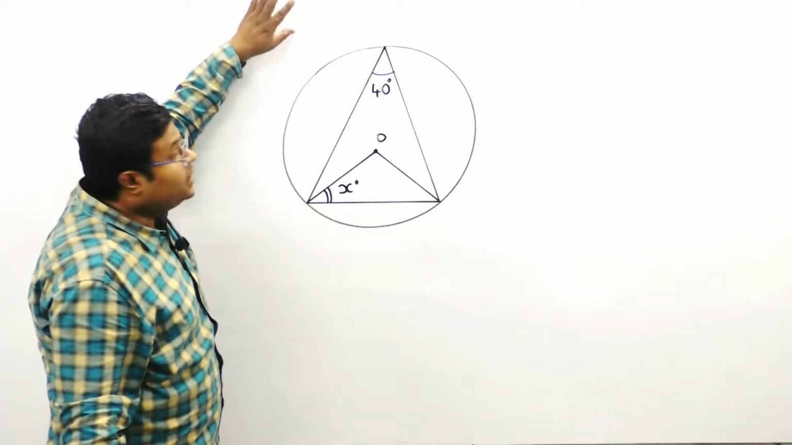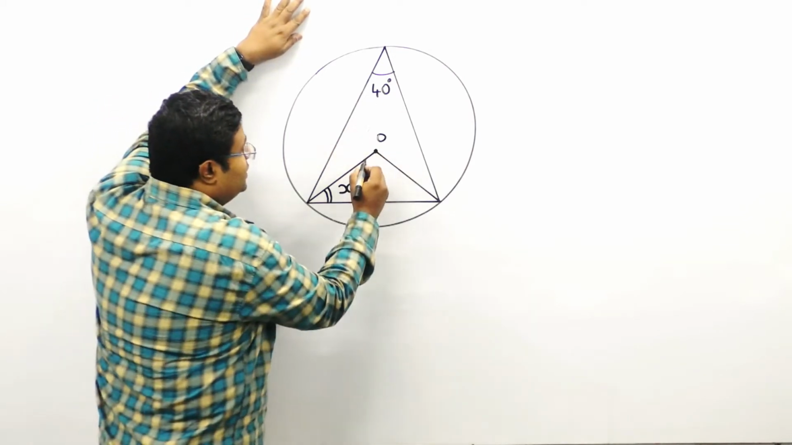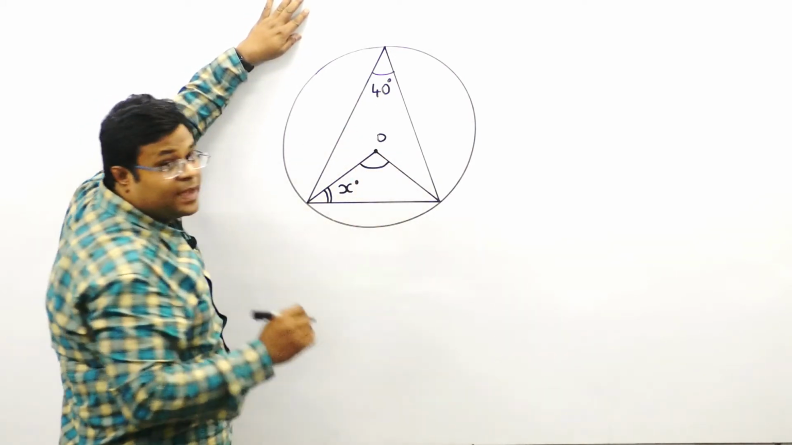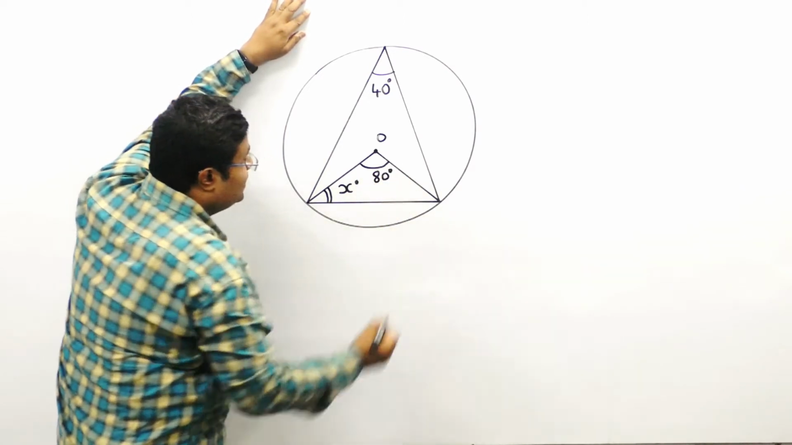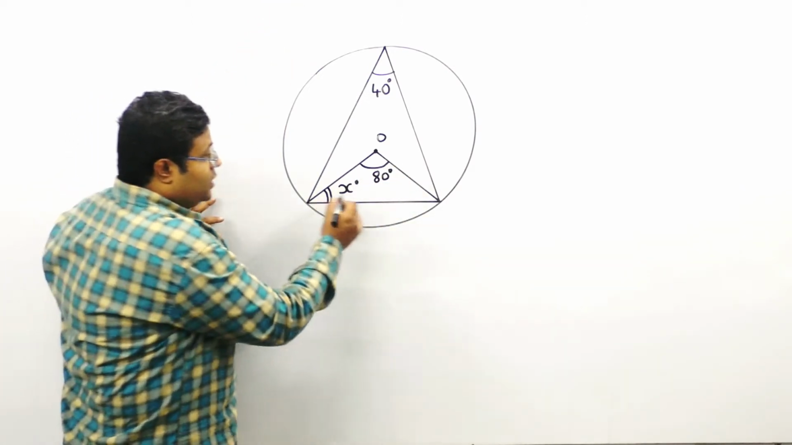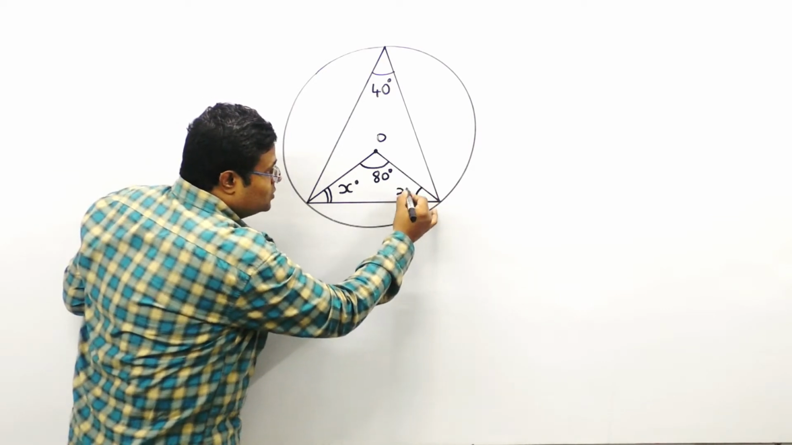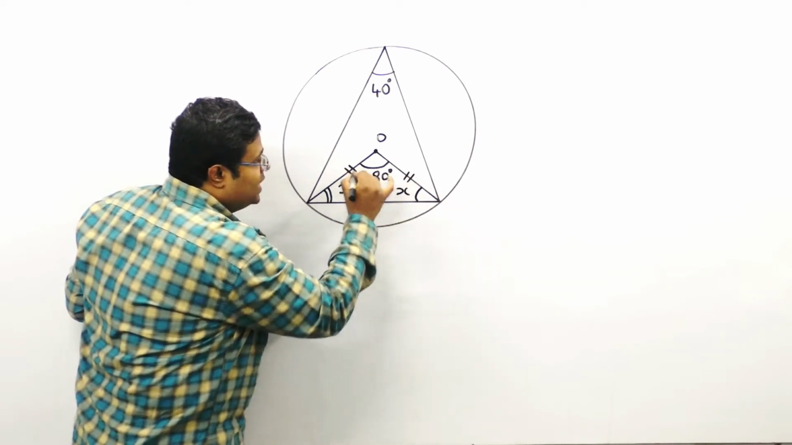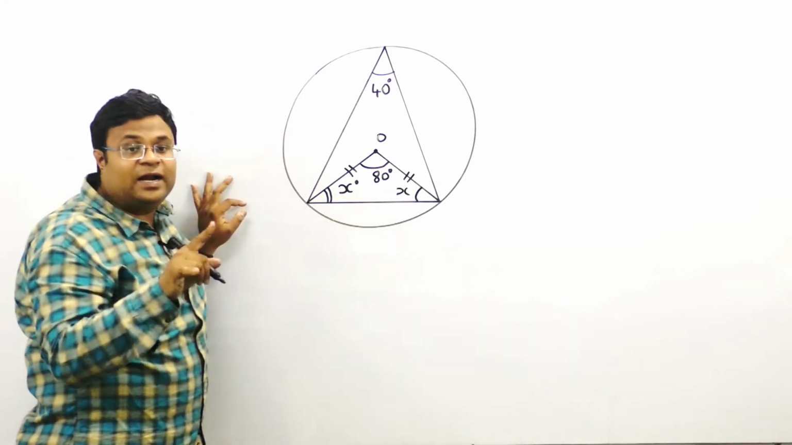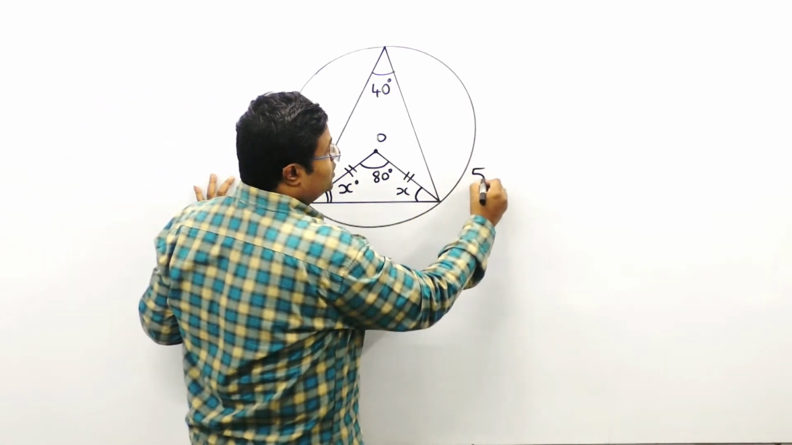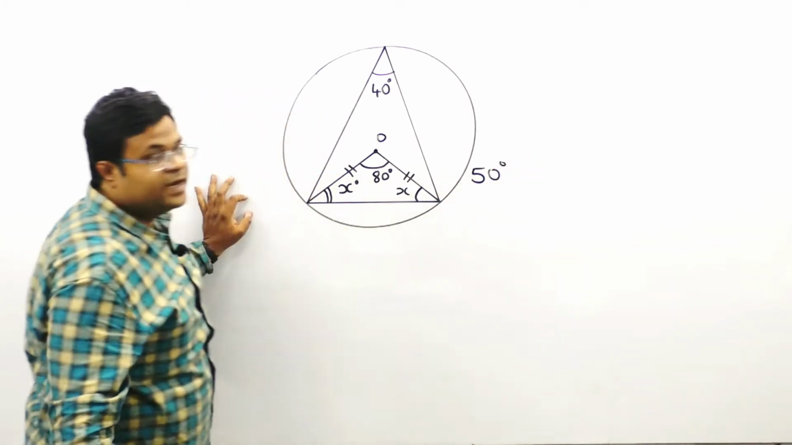Okay, quickly have a look. This is very easy. This is 40. So what will be the angle subtended by the arc? Very good. Angle subtended at the center will be 80. Now this is x. Obviously this will also be x because this is an isosceles triangle. So x plus x must be 100. X must be equal to 50 degrees.